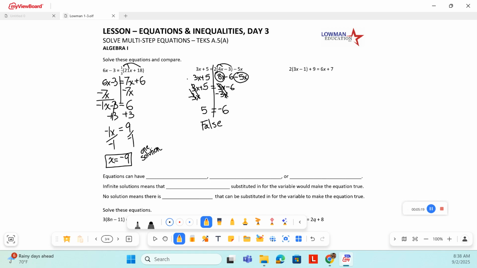And so what that means is, when I get a false statement like this, and if we look up here at this one up top, we notice 3x and 3x for both of them. So if I thought of them as lines, the left and right side, these would actually be parallel lines. So when they don't cross like that, that's when we're going to say there is no solution.